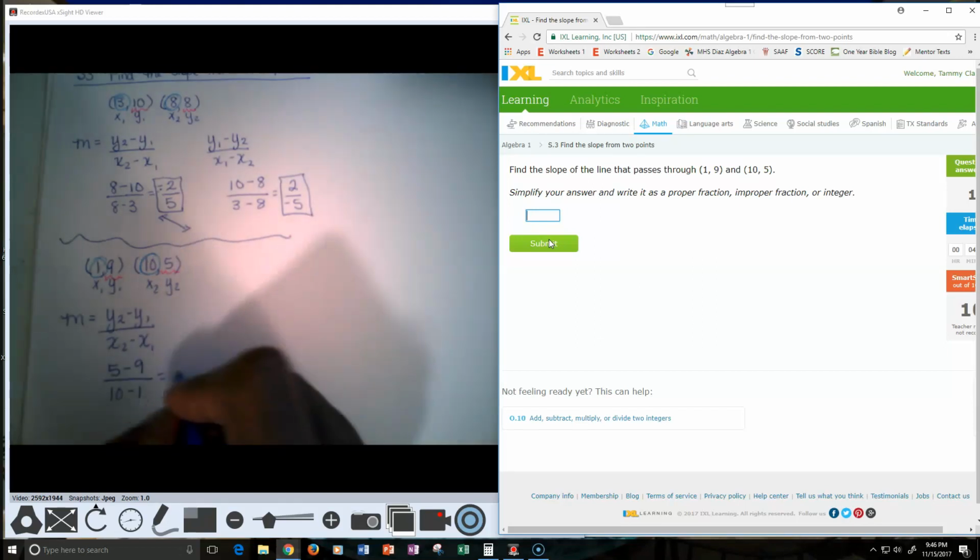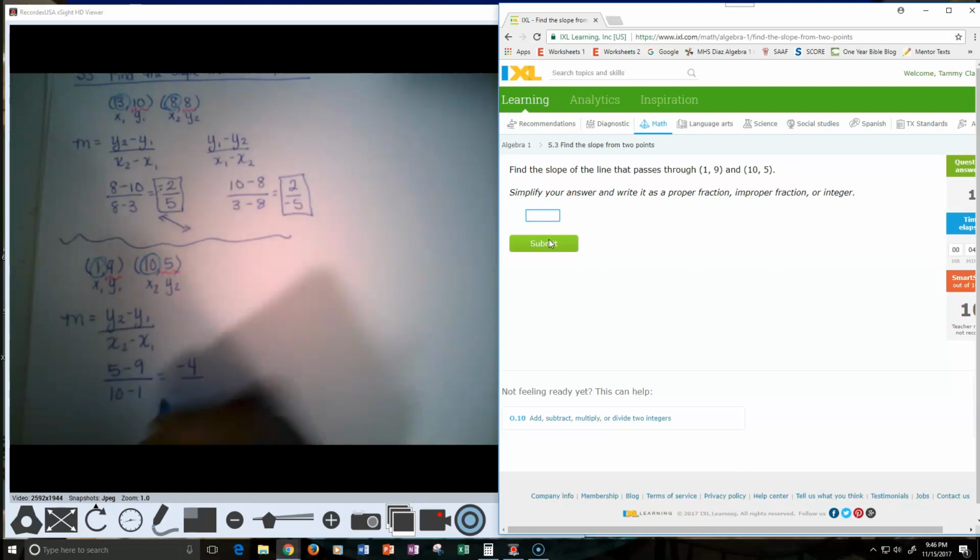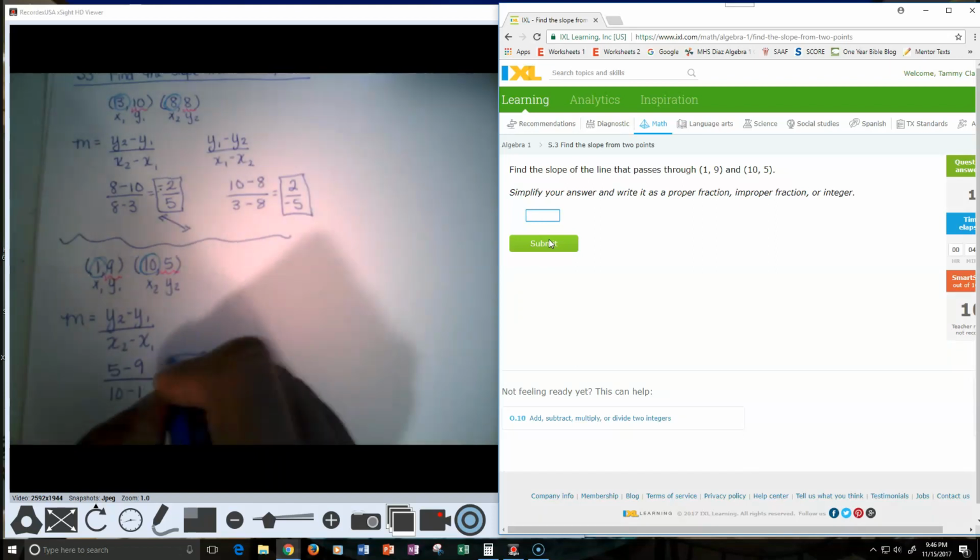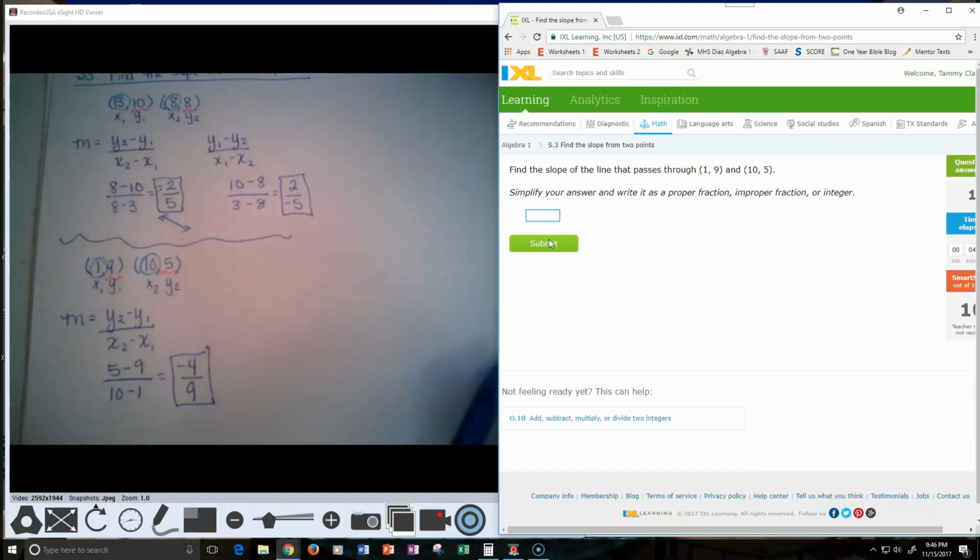Well, 5 minus 9 is negative 4. 10 minus 1 is 9. So our slope would be negative 4 over 9. All right. So that's how you find the slope of a line from 2 points. Go forth and do math.